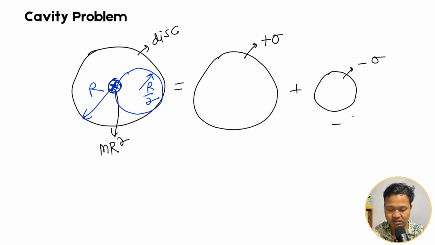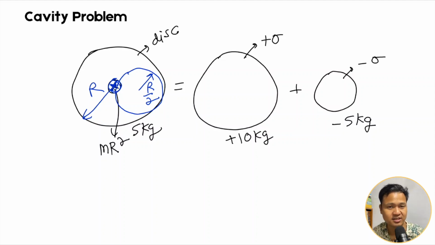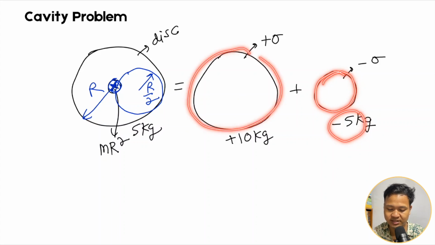Example: minus 5 kg divided, plus 10 kg divided, so 10 minus 5, so this will be 5 kg. Okay, this is the negative mass concept. Negative mass is a technique, a trick, to solve the question: for the cavity, we are taking negative mass for the removed part of the original disk.